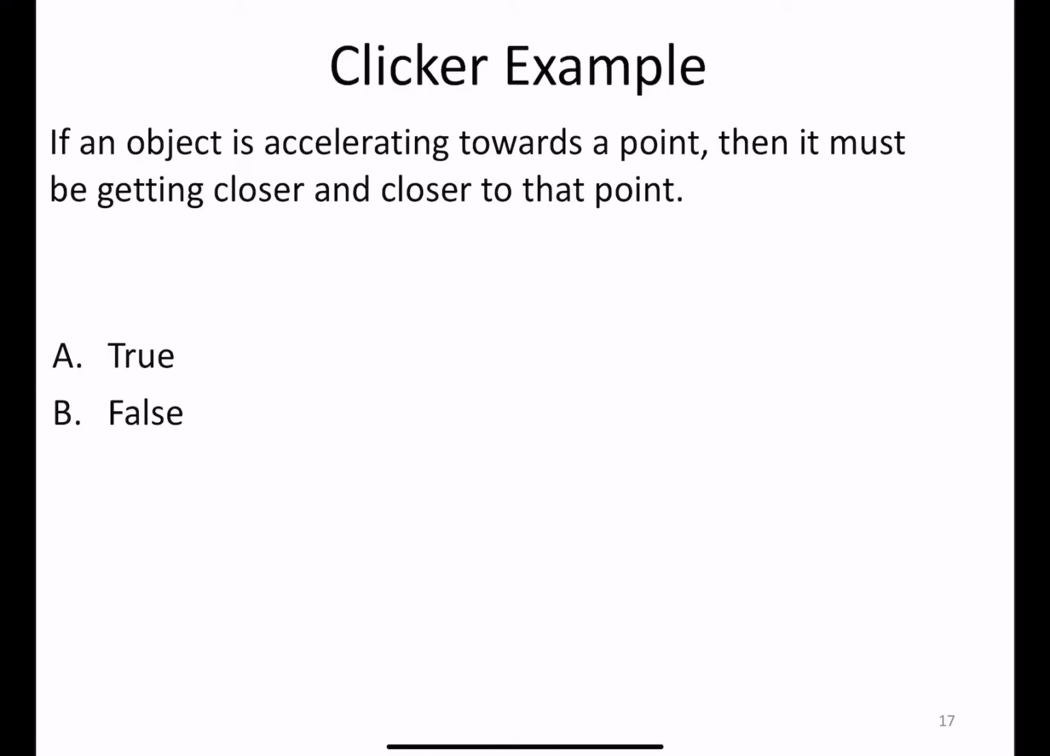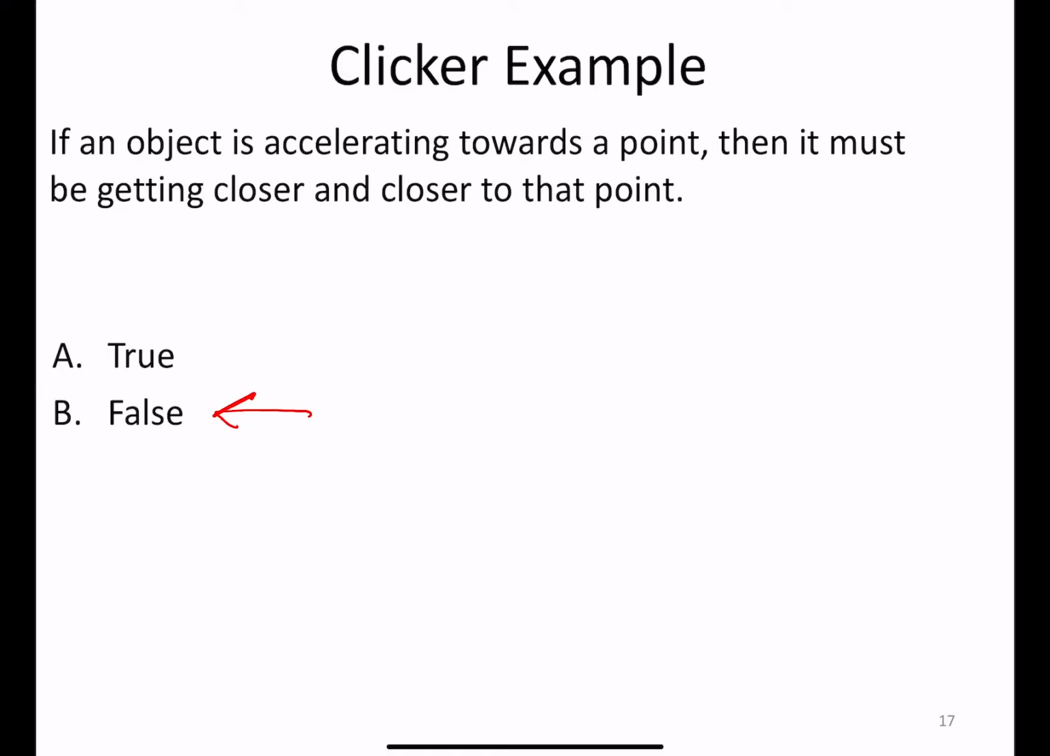Okay, think about this question. If an object is accelerating towards a point, then it must be getting closer and closer to that point. To see if you agree with this statement or not, feel free to pause the video until you've come up with your own answer. So the correct answer is that this is not a true statement. So the correct answer is B, it's false.